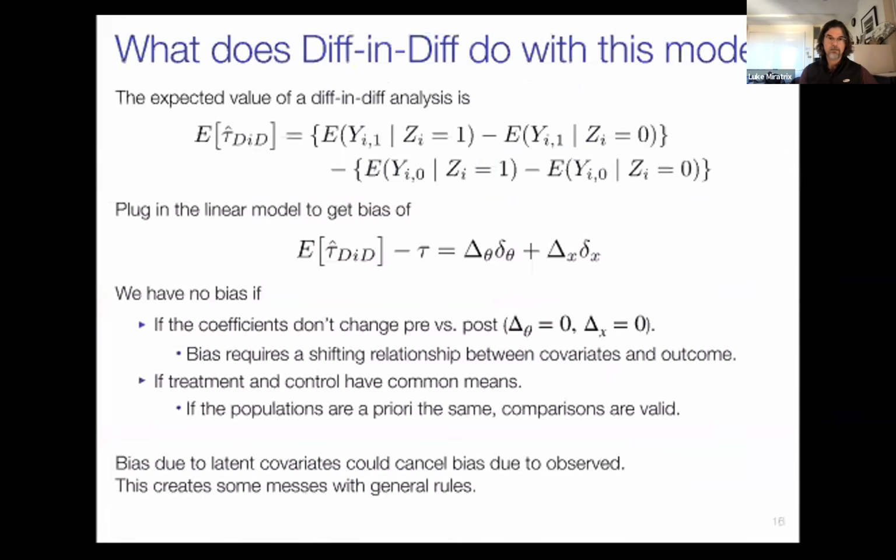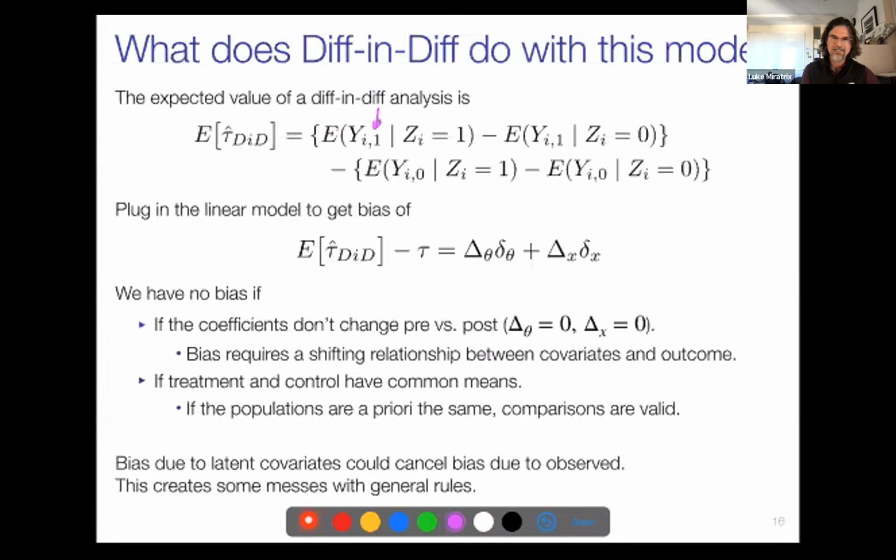So given our model, what does the Diff-in-Diff analysis do? If we just have a naive Diff-in-Diff, then what's going to happen? So the expected value of a Diff-in-Diff analysis, well, first, what is a Diff-in-Diff analysis? I think I said this. You would take the pre-post difference of your treated group, and then subtract the pre-post difference of your control group. And then the expected value of that is going to be the expected value of y given that you're treated. This is y at T1, so that's post. Oh, sorry, this is written in a slightly different way for Diff-in-Diff.